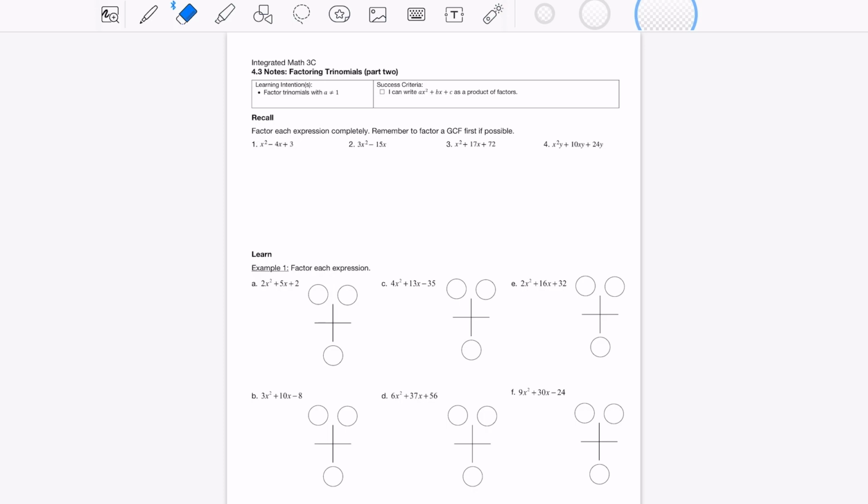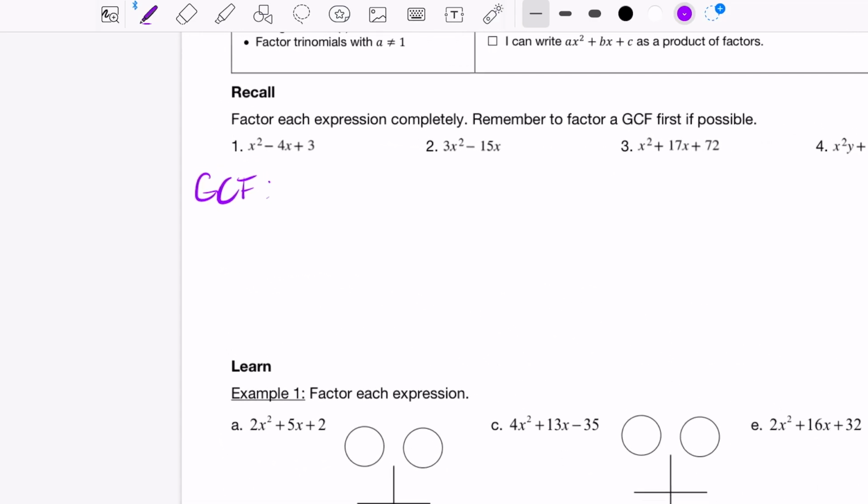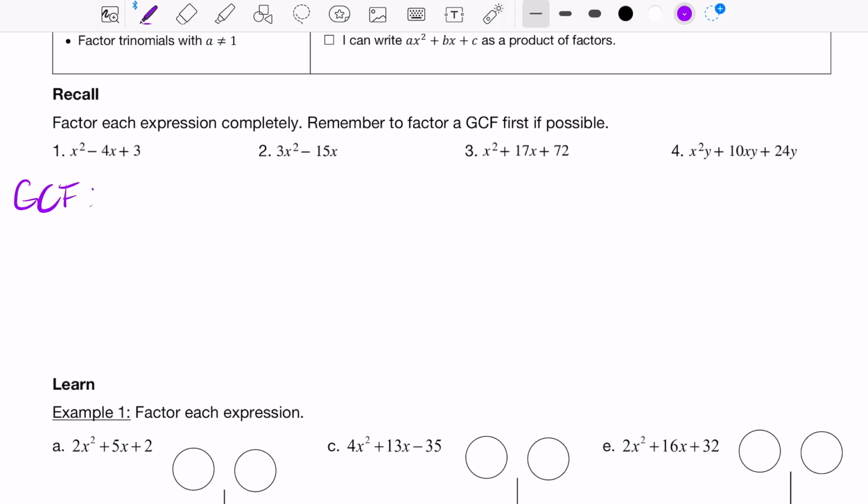So here, when we start with x squared minus 4x plus 3, the first thing we're going to do is check for a GCF. And we can see that these three terms do not have anything in common, so we can just t-chart x squared minus 4x plus 3. Up and down left, up and down right, crisscross, add to the middle. So everything until we get to that crisscross is multiplying.